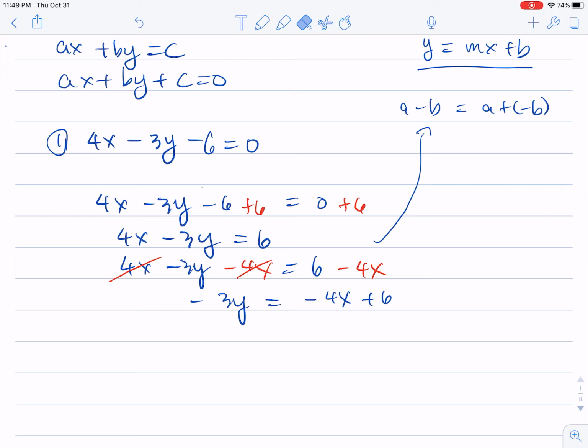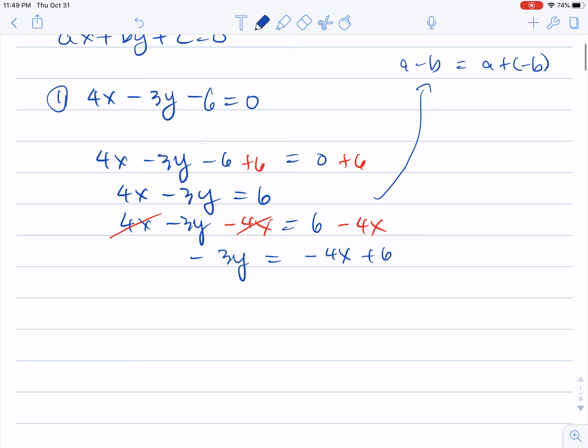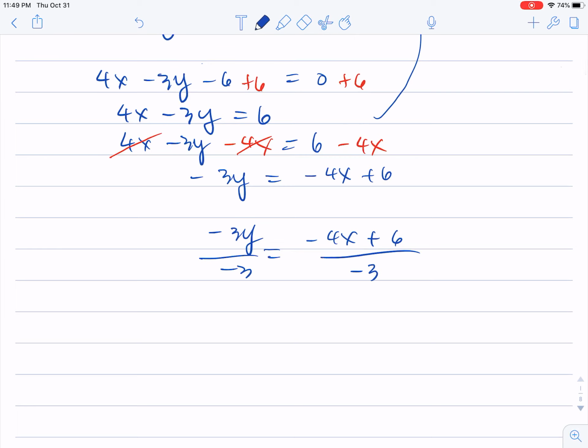Sana lang, yung negative 3 na lang yung tatanggalin natin para y lang yung nasa kaliwa. So divided by negative 3, no? Negative 3y over negative 3 equals negative 4x plus 6 divided by negative 3. Okay, negative 3 tsaka negative 3, magka-cancel yan. No? Y na lang matitira. And then this becomes, katulad sa previous video, pinaghiwalay natin, magiging negative 4x divided by negative 3, which is, we still add plus 6 divided by negative 3.